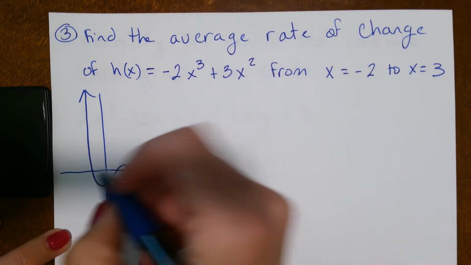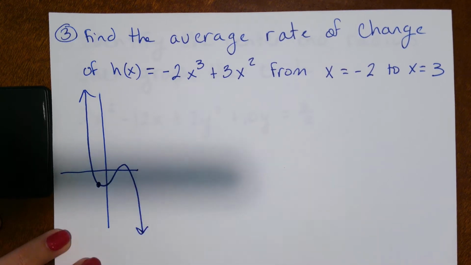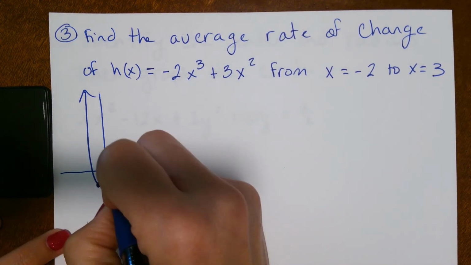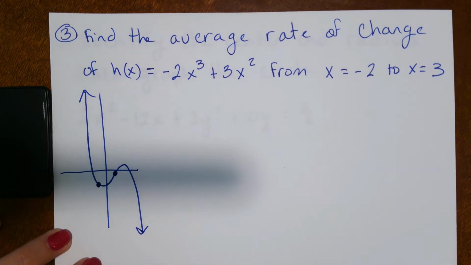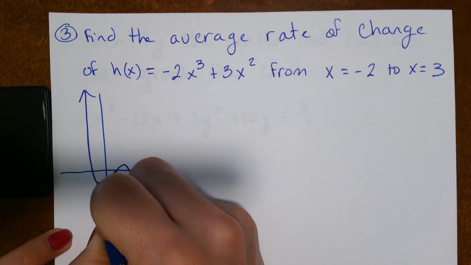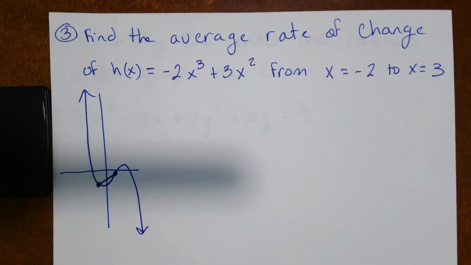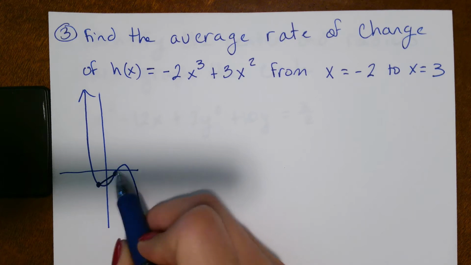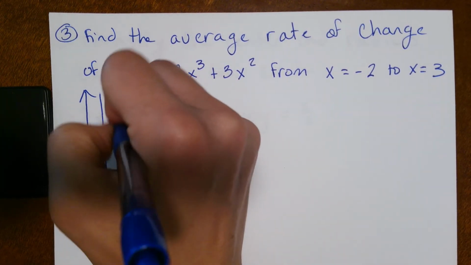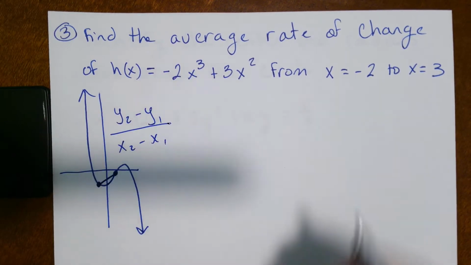So real quick on a graph, you don't have to graph this to know this, but let's say -2 gives me a point right there, and +3 gives me a point right there. We're just pretending I don't really know what this looks like, but that's okay. The average rate of change is the slope between those 2 points. We've looked at the linear functions. We know how to find slope. Remember, slope is y2 minus y1 over x2 minus x1.